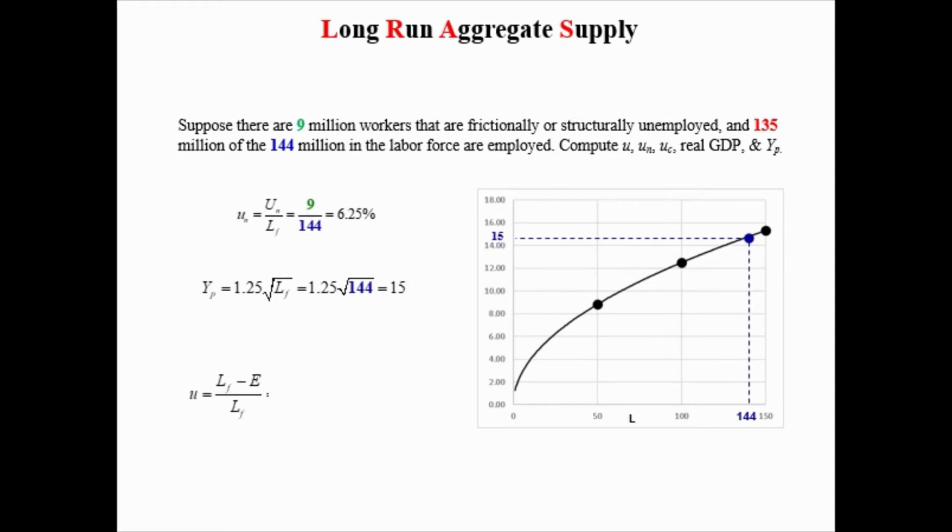Okay? Now, the unemployment rate is based on the size of the labor force, which in this case is 144. Size of labor force is 144 million. The number of people employed is 135.